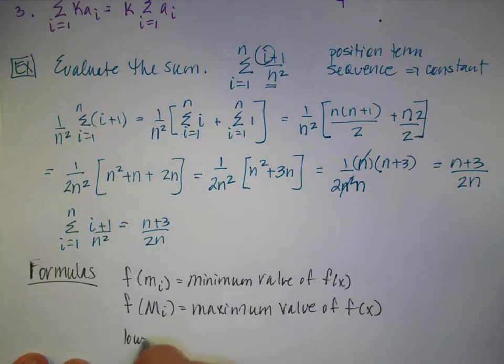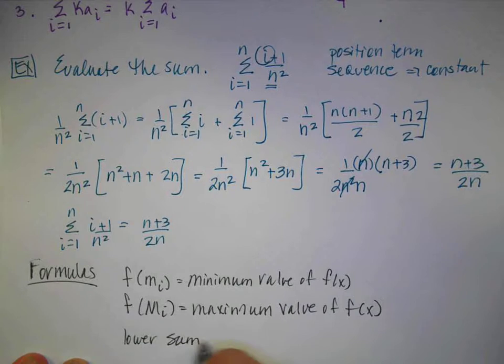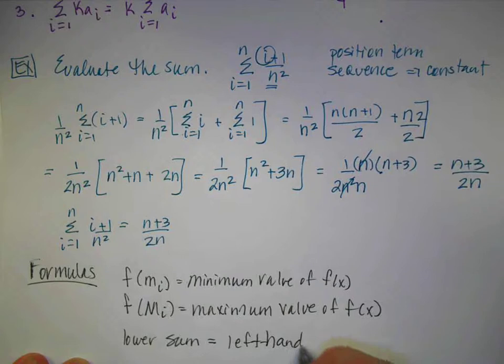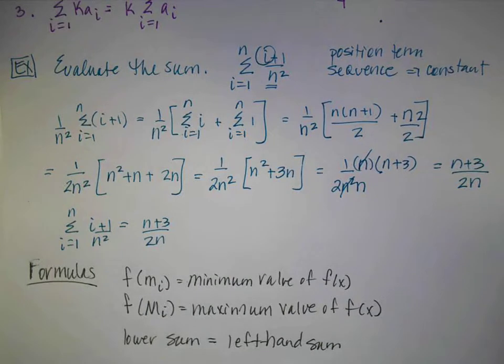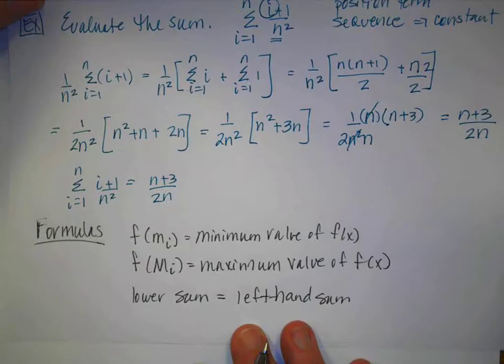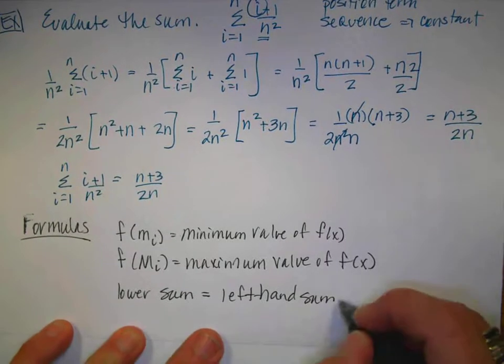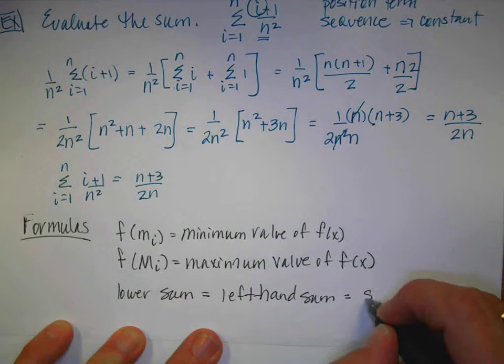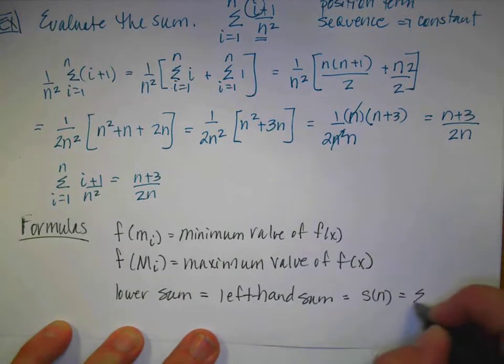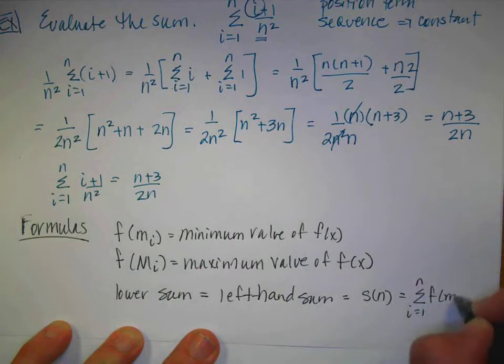The lower sum is going to be our left-hand sum. And again, remember, it depends on the nature of the curve, whether the left side is actually the lower or the higher. And then this is going to be notated as s of n, that's a little s, by the way, in case you can't tell, from the sum from I equals 1 to n f of mi times delta x.